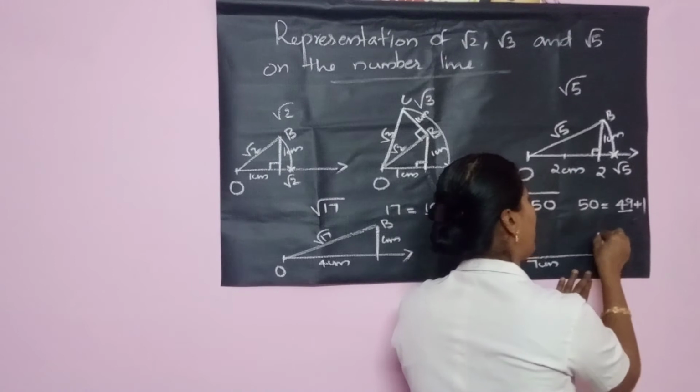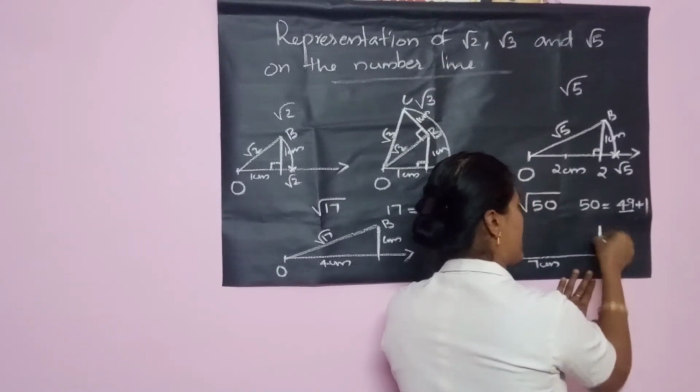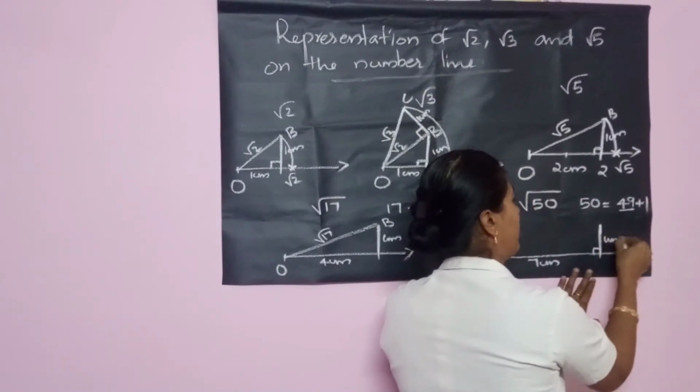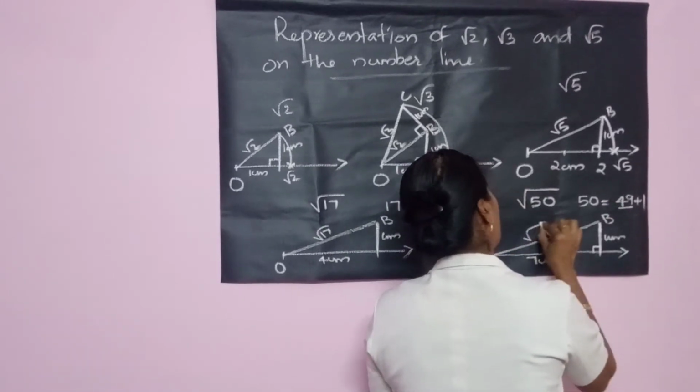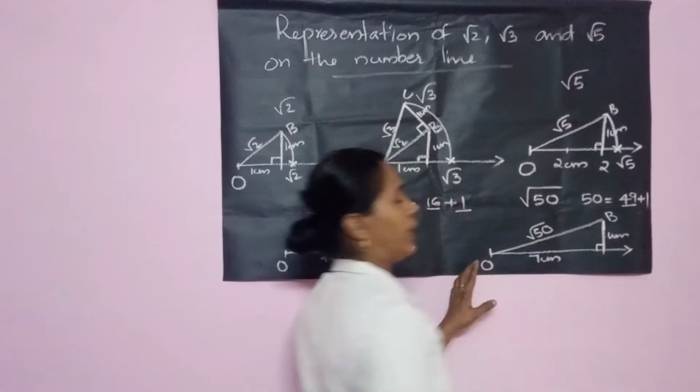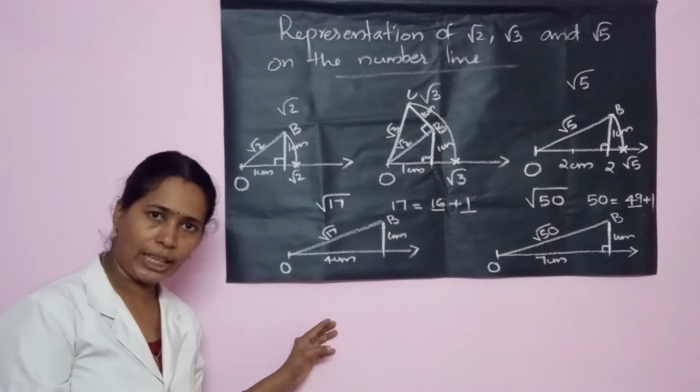And the same with root 1. Root 1 is 1 itself, so this is 1 centimeter. And if you join, you will have an OB whose length is root 50. Is it clear or not?